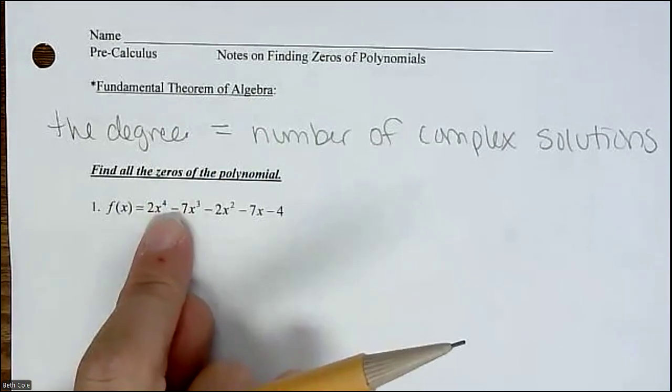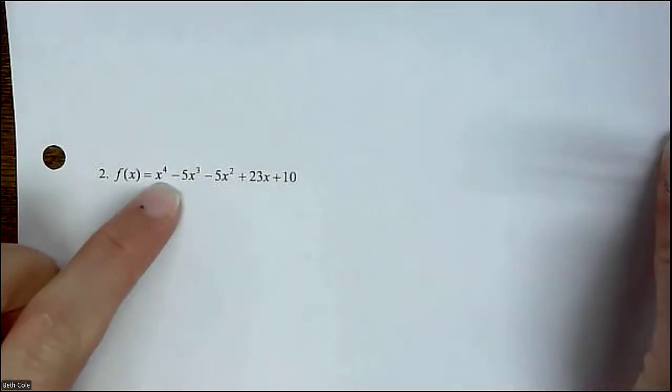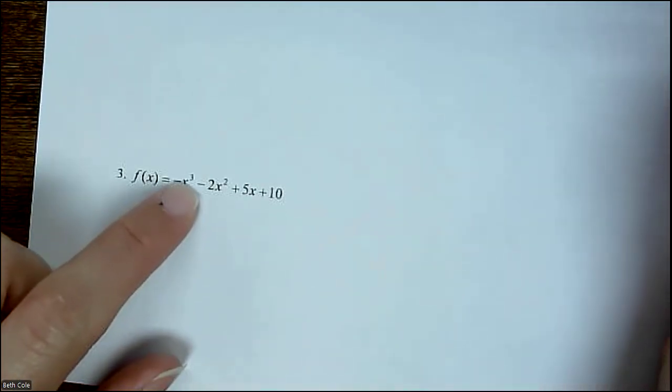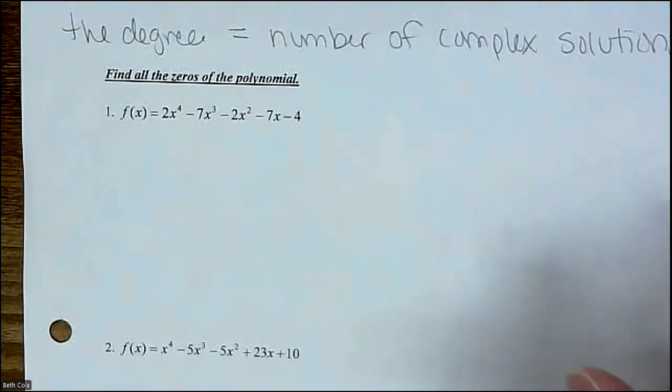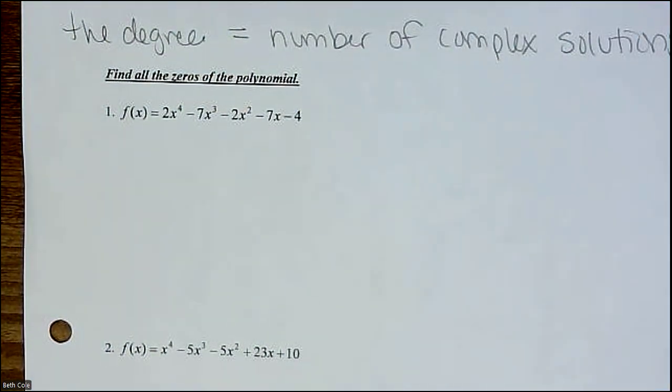So for this one, we're going to get 4 answers. For this one, we're going to get 4 answers. For this one, we're going to get 3 answers, so on and so forth. So that power tells you how many answers you should get. Now we're going to need the calculator to get us started with the first one, unless you just want to sit here and guess all day what one of your zeros is.